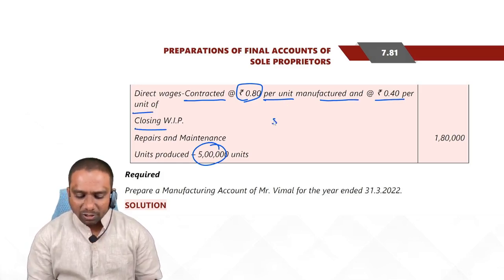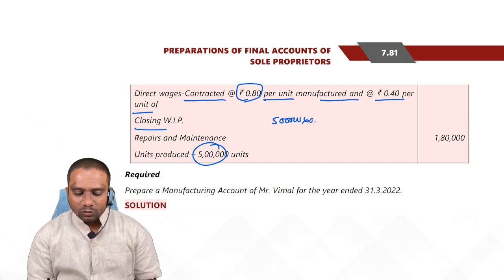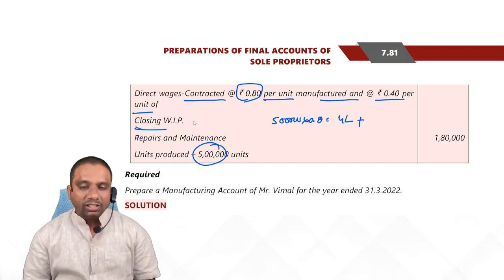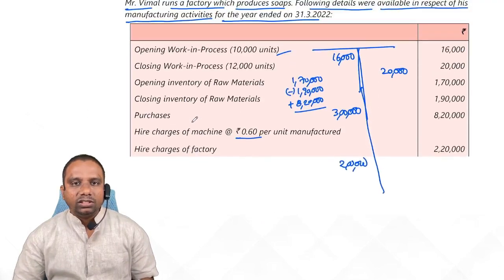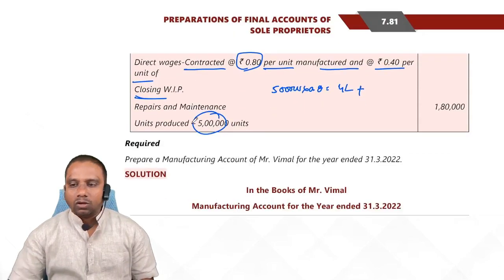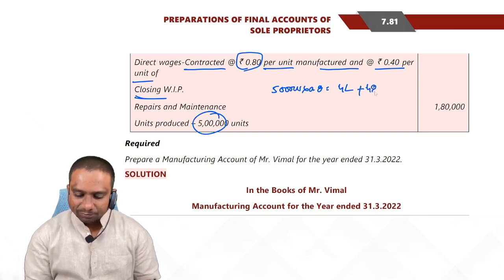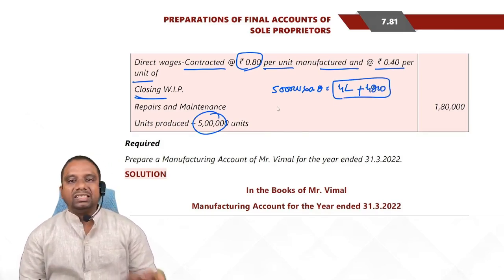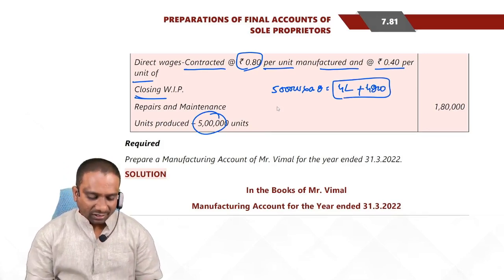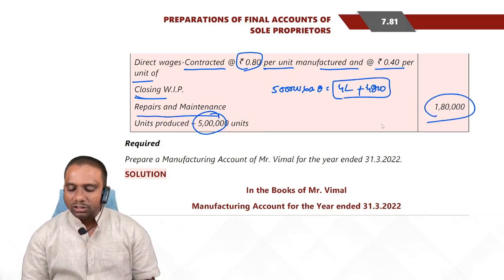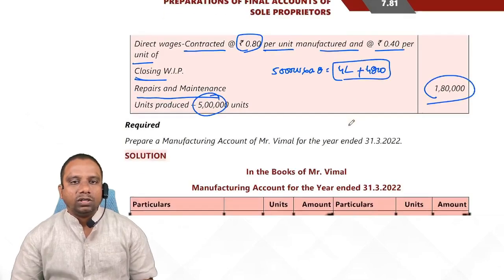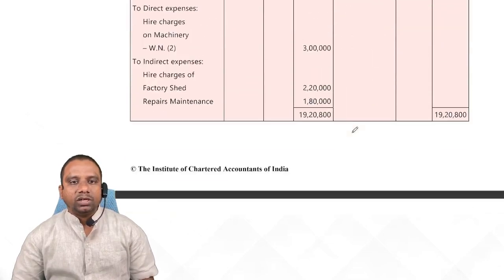See, how many units manufactured? 5 lakhs into 80 paisa, so 4 lakhs, plus how many units closing? 12,000 units. So 12,000 into 0.4, 4,800. So 4 lakh 4,800 is your direct wages. Next, repairs and maintenance, also debit to manufacturing account. Over. Clear, students? This is your manufacturing account.